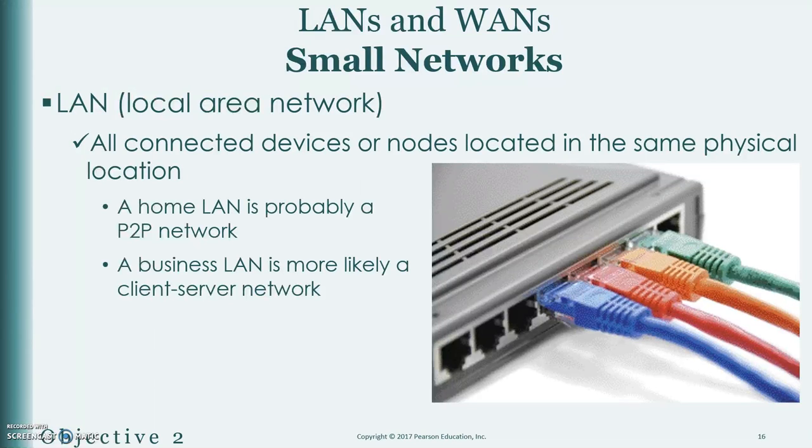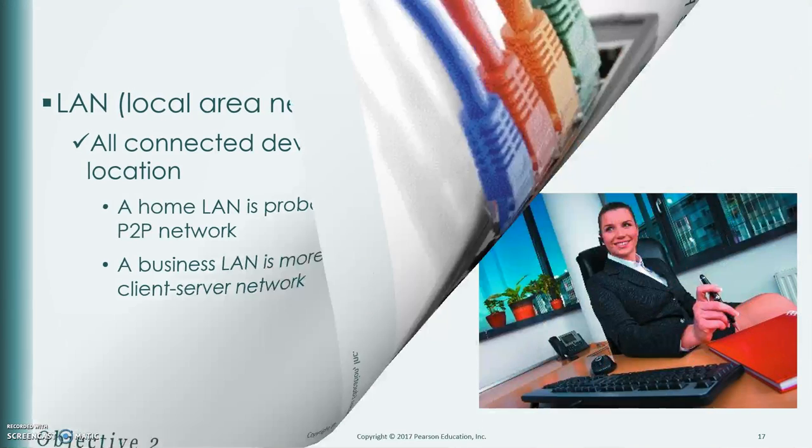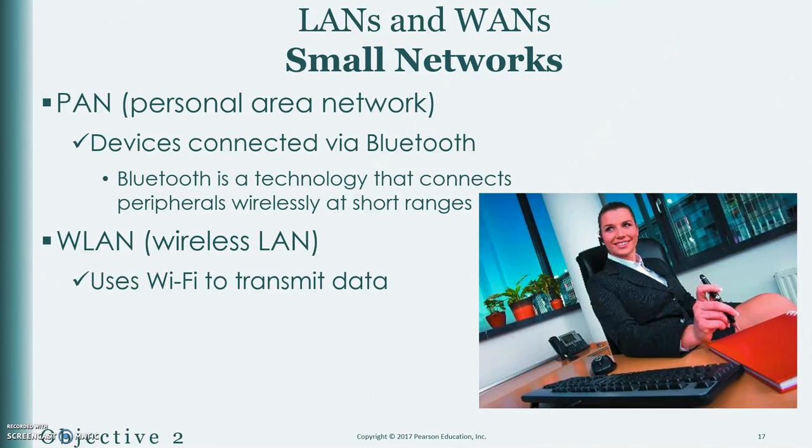A home local area network is going to usually be a peer-to-peer network. Your business local area network is more likely going to be a client-server network. Okay. A PAN, or a personal area network, is a local area network that has devices that are connected via Bluetooth. Bluetooth is limited in range to only 10 to 100 meters.